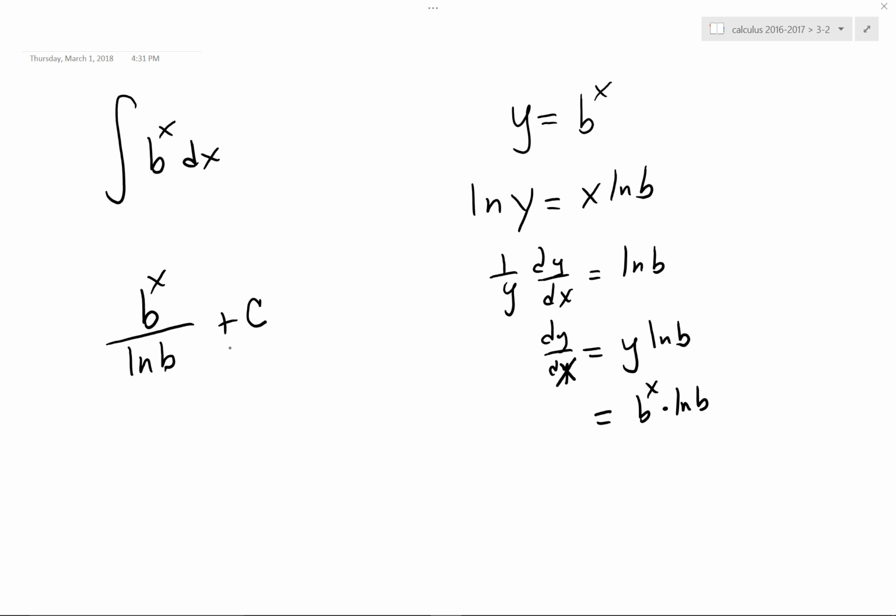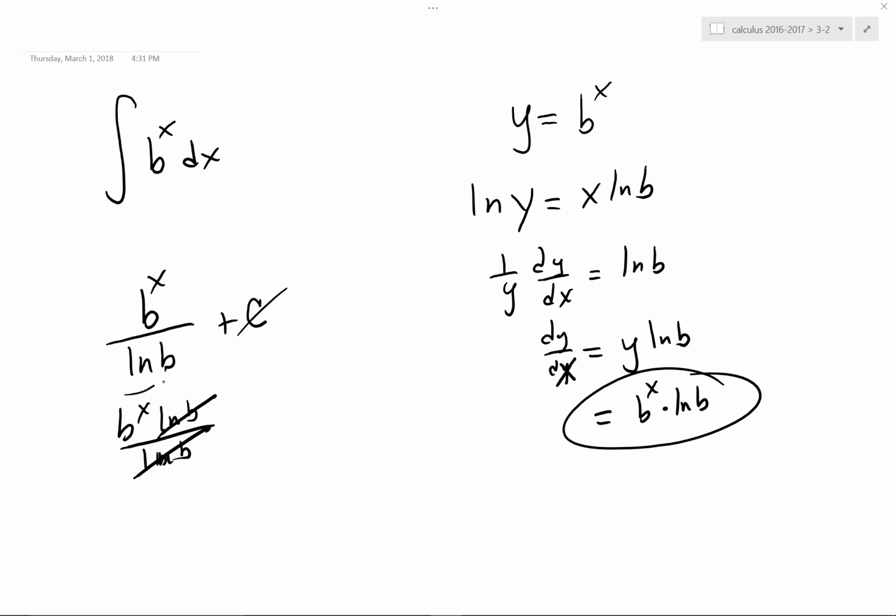Now think about that. If you take the derivative of the constant, it goes away, obviously, right? What's the derivative of b to the x? The derivative of b to the x is that. So you'd get b to the x, ln of b, over the ln of b, yes? You're done. So this right here is the answer.